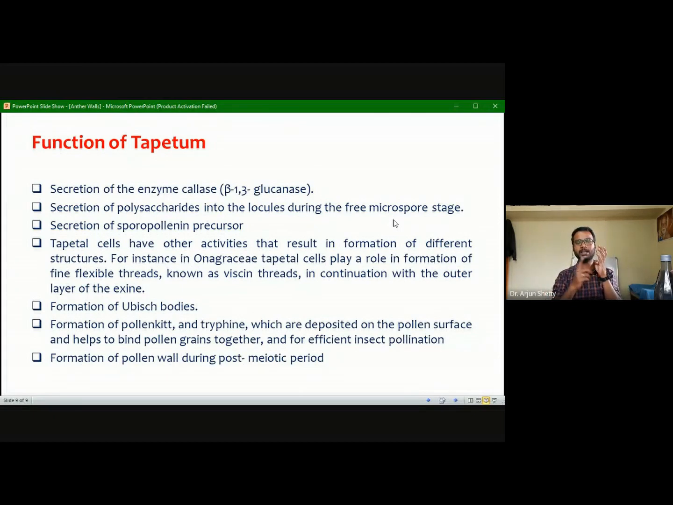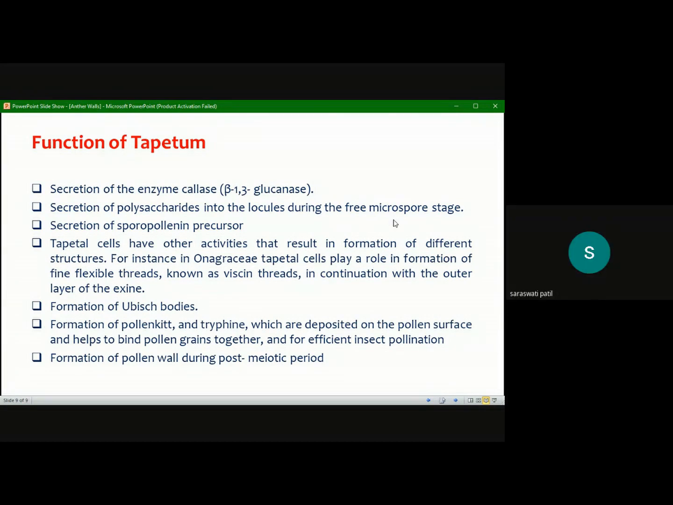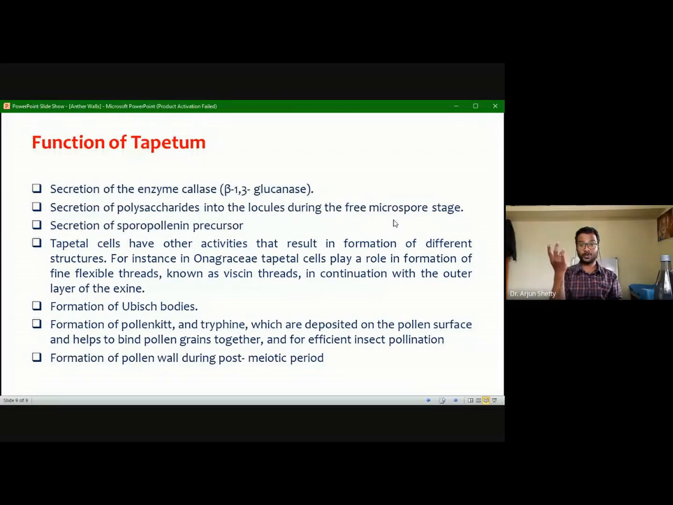Then the second one is the secretion of polysaccharides, nothing but the nutrients required for the developing microspore at different stages, and secretion of sporopollenin precursor. This sporopollenin precursor, can you tell me what that is? What is that? Sporopollenin precursor. I just told you, the Ubisch bodies. Yes, pro-Ubisch bodies. So these pro-Ubisch bodies are released by the tapetum. Again, these are the precursors for the sporopollenin.